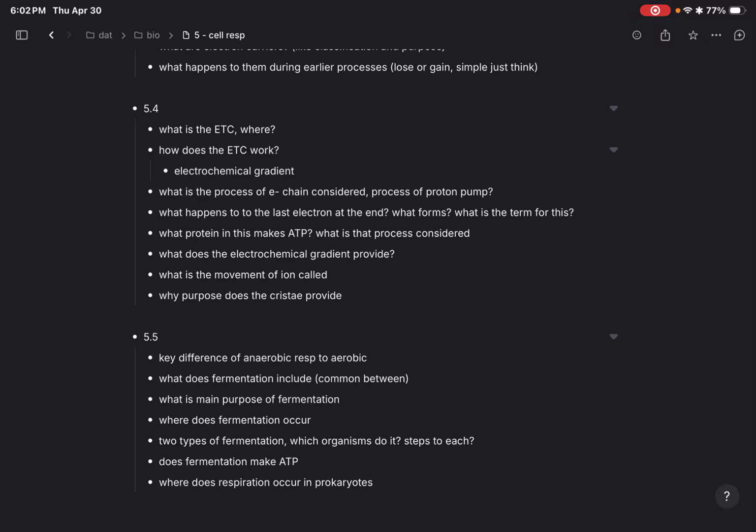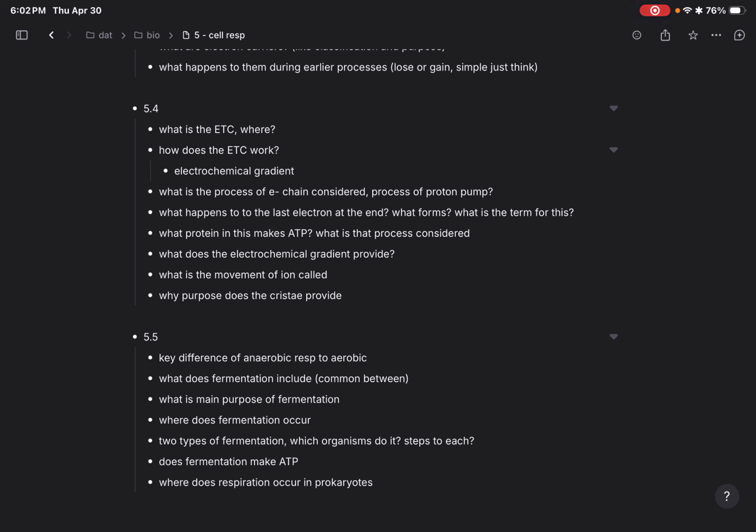electrochemical gradient. What is the process of the ETC considered? The process of the electron chain going down is exergonic, and the process of the proton pump is endergonic because it's using energy. So it's kind of like coupling those two reactions. What happens to the last electron? It gets captured by oxygen. The final electron acceptor is oxygen. Oxygen will get that electron and it'll form H2O.